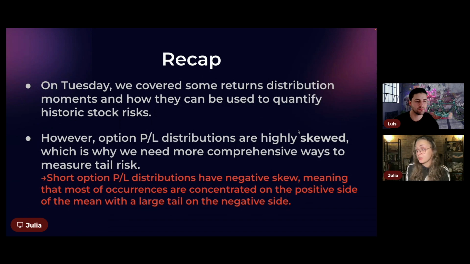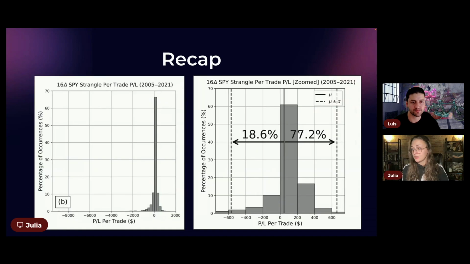Short option P&L distributions have negative skew. And what that means is that most of the occurrences are concentrated on the positive side of the mean, which is a representation of those high pop strategies that we get when we trade short options. While on the negative side of the mean, there's a very large tail. So that demonstrates that very large, unlikely tail risk. And those are the characteristics of a negatively skewed distribution, right? Correcto? Correcto.